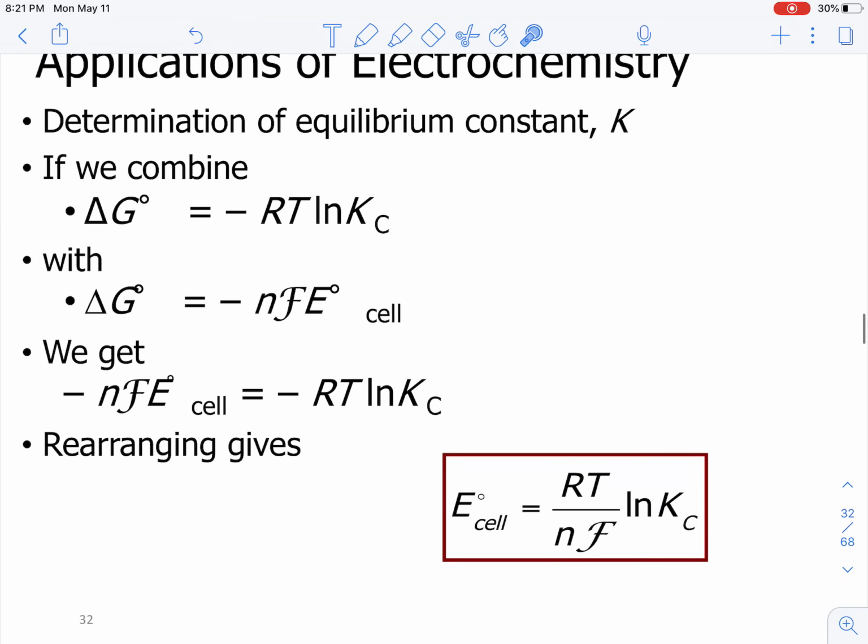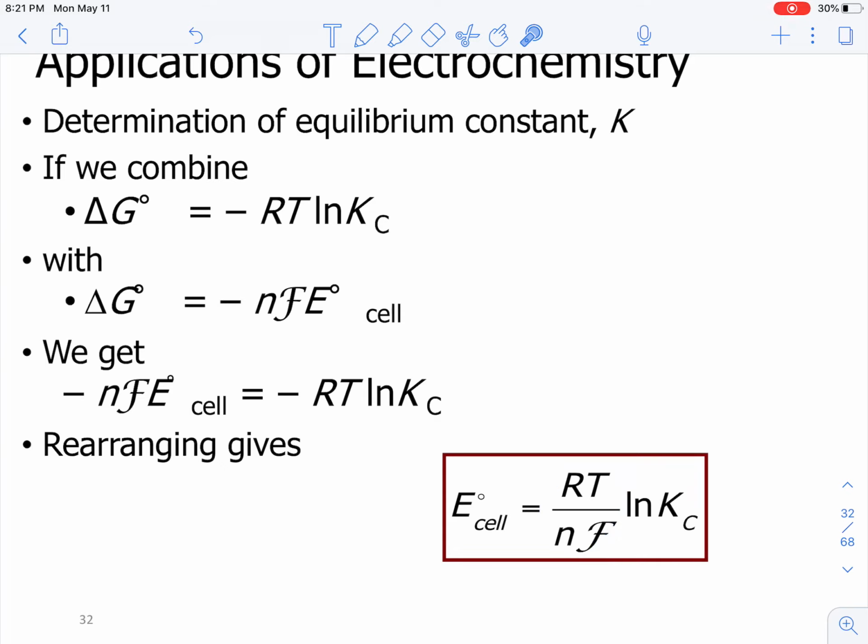And so if you wanted to solve for, for example, E cell, we're going to take this negative NF and divide it to the other side, resulting in RT over NF times natural log of K. And when you divide the negative NF over, the negatives will cancel. And so overall, this term here should be positive.